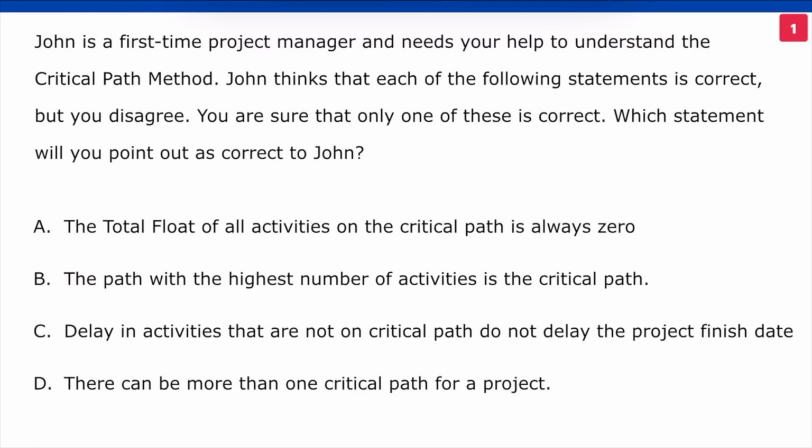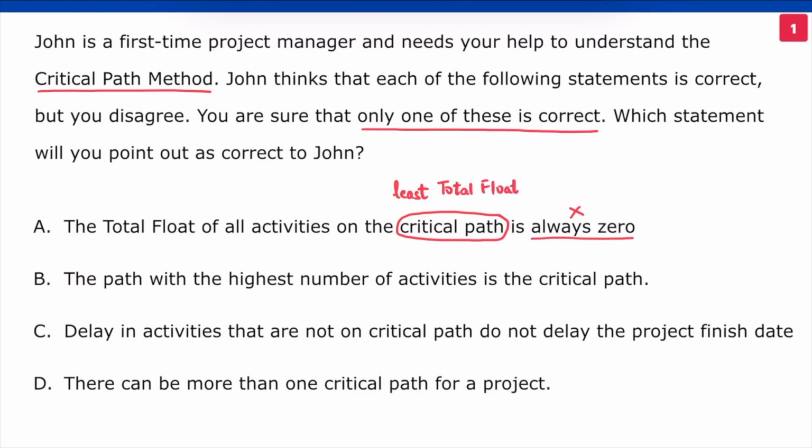Alright, we have multiple statements, all related to critical path, but only one is correct. Let's start with option A. Is the total float of all activities on the critical path always 0? No, it's not. Critical path activities will always have the least total float. Total float is usually 0, but not always 0. Schedule constraints can result in either positive or negative float. Option A is incorrect.